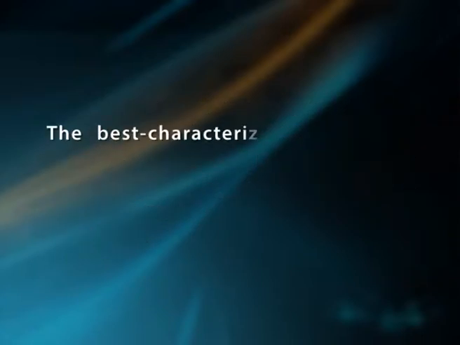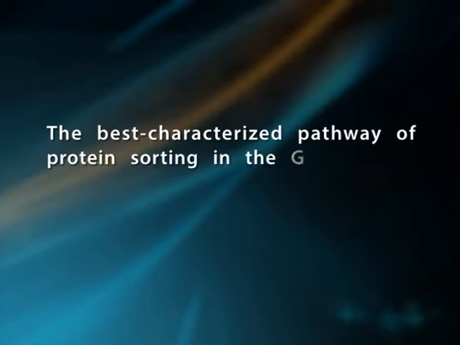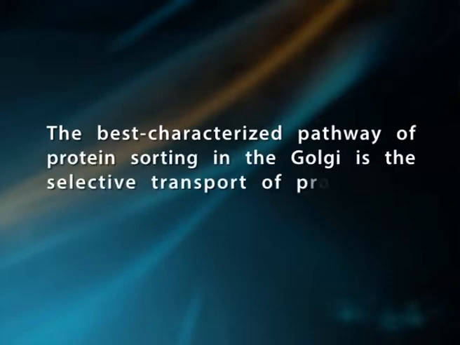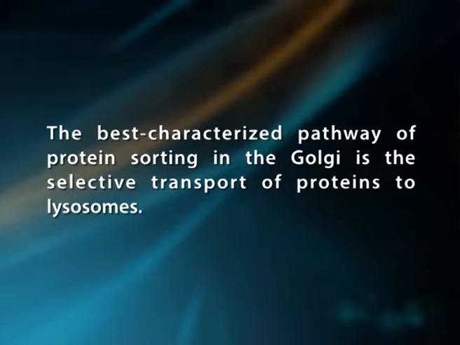The best characterized pathway of protein sorting in the Golgi is the selective transport of proteins to lysosomes. As already discussed, luminal lysosomal proteins are marked by mannose-6-phosphates that are formed by modification of the N-linked oligosaccharides shortly after entry into the Golgi apparatus.